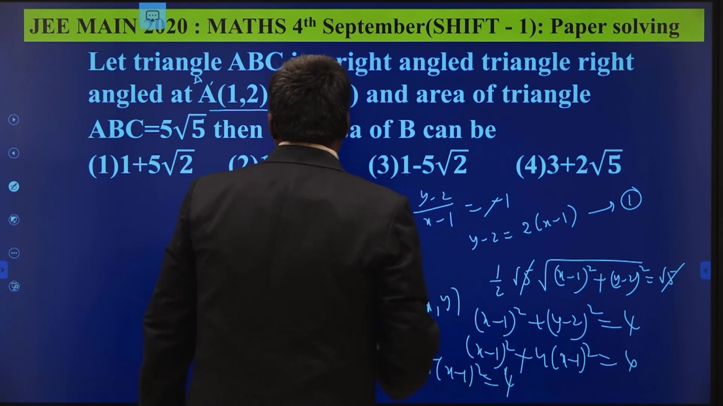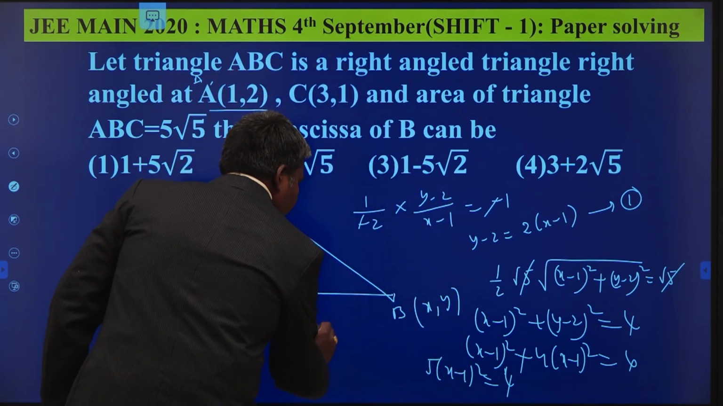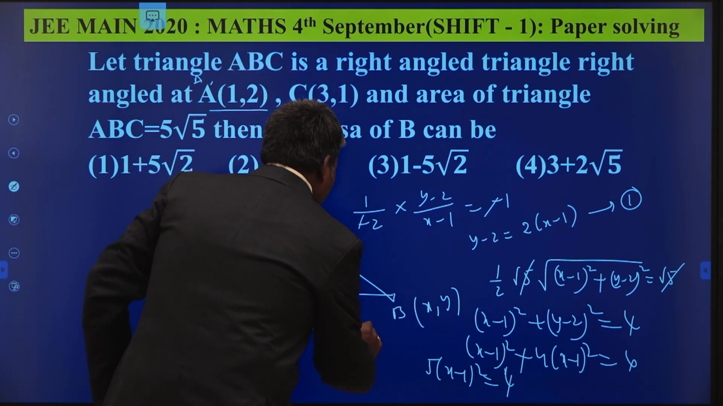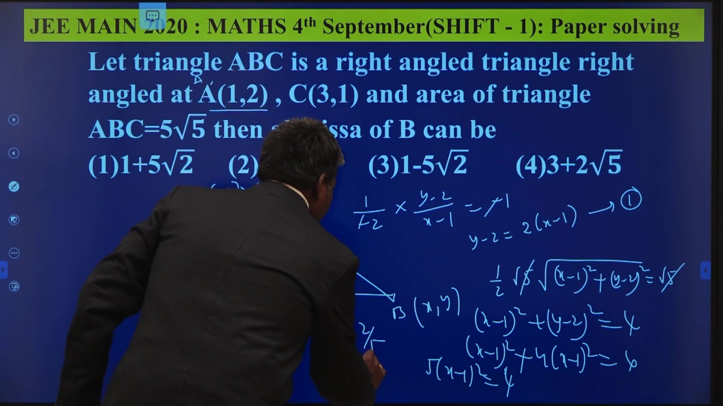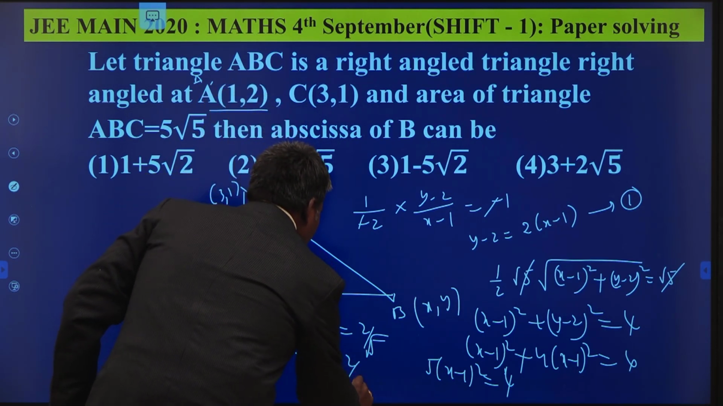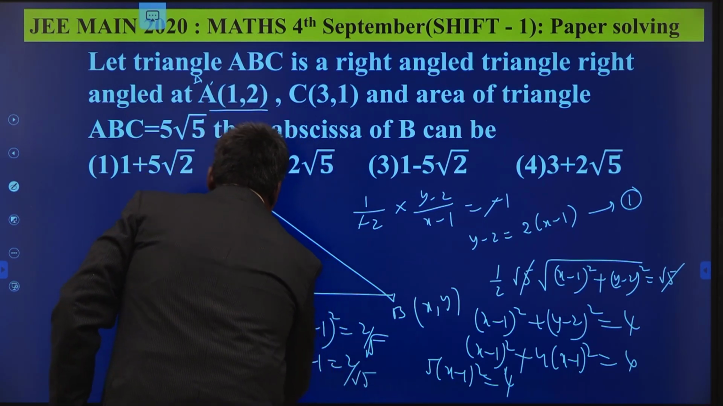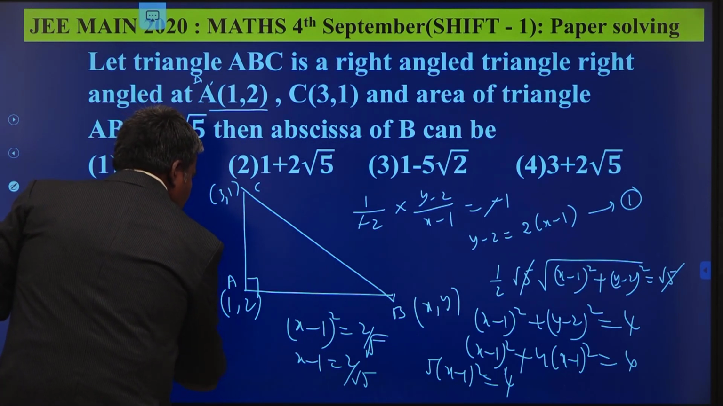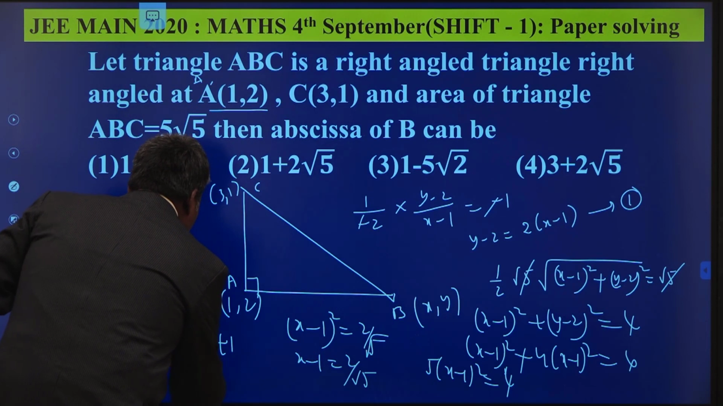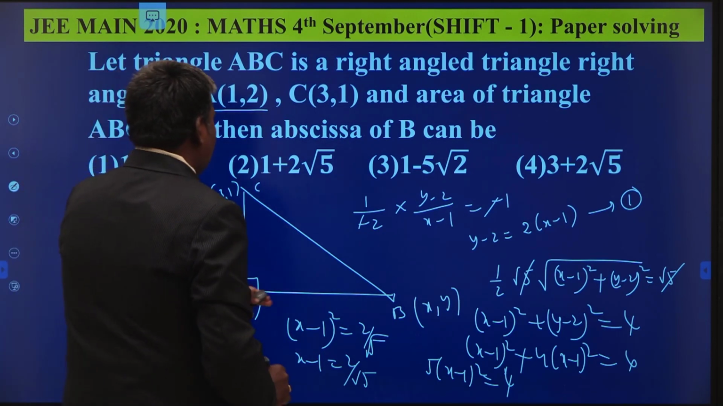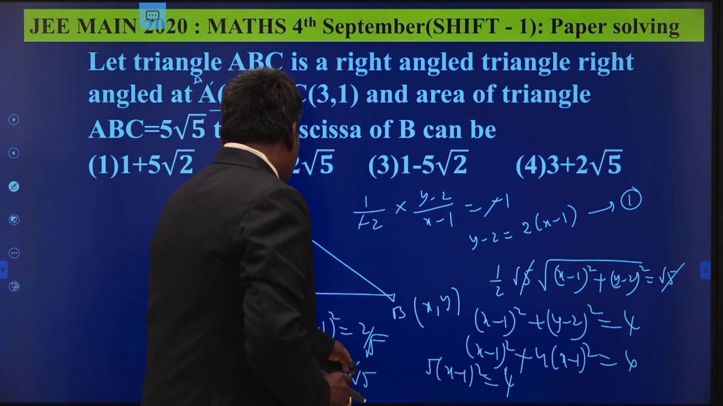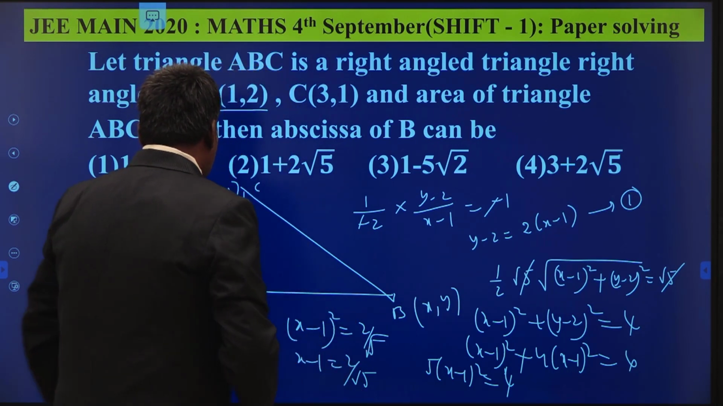X minus 1 whole square is equal to 4 by 5, so X minus 1 is equal to 2 by root 5. So your abscissa X is equal to 2 by root 5 plus 1. You may take plus or minus also here. X is equal to 2 plus root 5 by root 5.